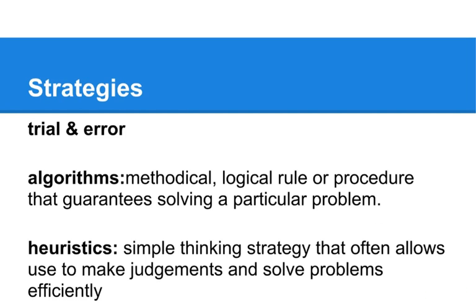So moving on from algorithms, the next strategy that you sometimes see used is something called a heuristic. The definition of heuristic is a simple thinking strategy that often allows us to make judgments and solve problems efficiently. So another way of understanding a heuristic is to call it kind of like a rule of thumb. It's a strategy for problem solving that usually works, not always guaranteed to work. It's kind of like a mental shortcut.